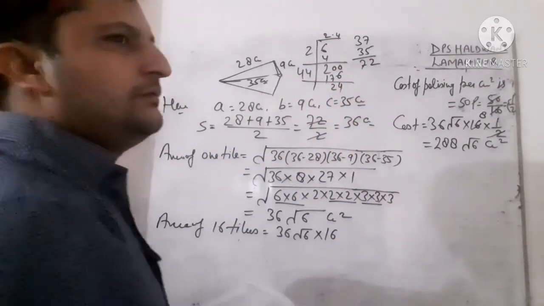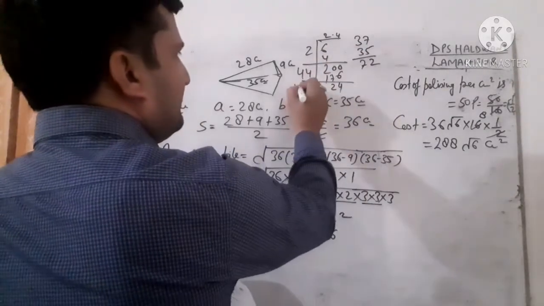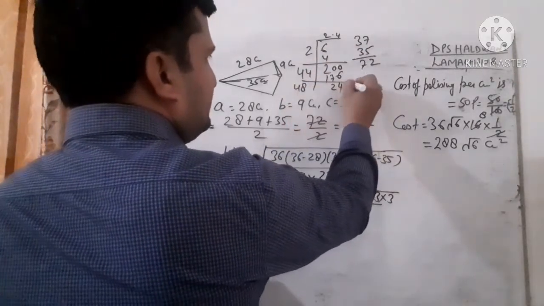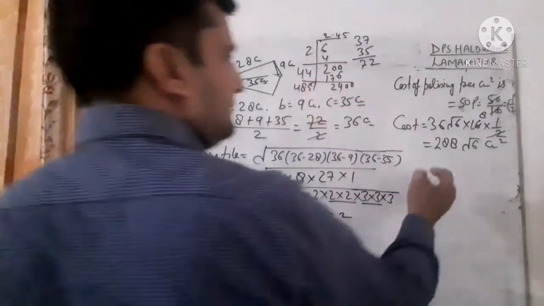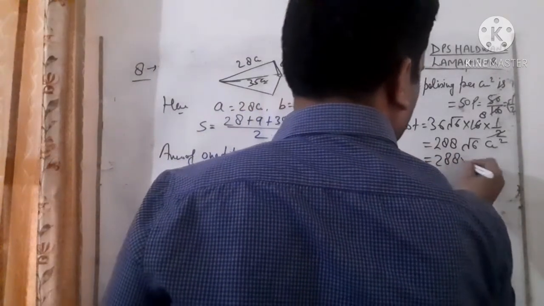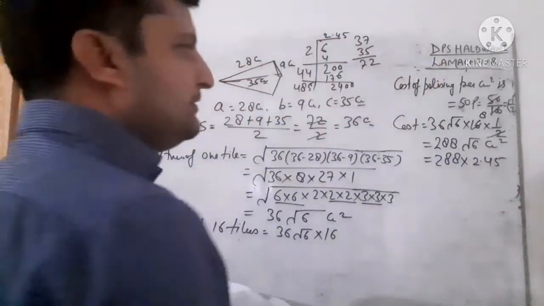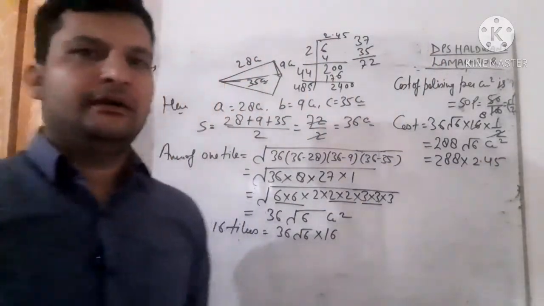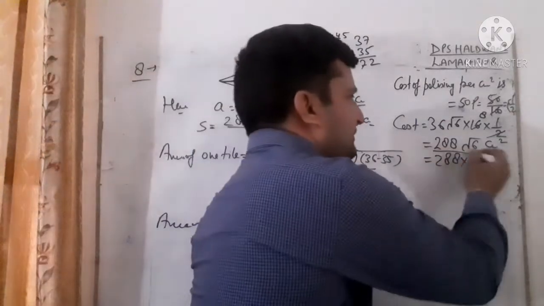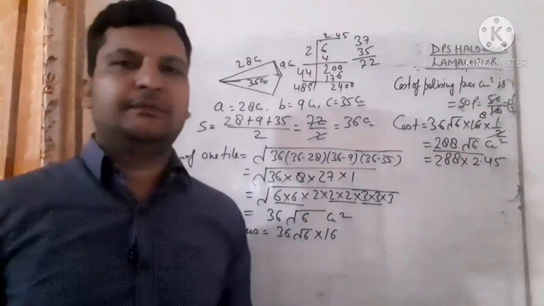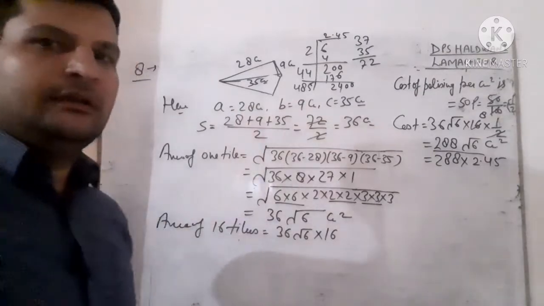This is coming 2.4 something, students. 2.4, I think we can do it. 44 and 4 48. This will become, I think, 5. So student, you can do it like this also, 288 into 2.45. Now you have to multiply it and you will get the answer, 288 into 2.45. Either you can write it also 288 into root 6 centimeter square. So student, you can pause the video and note it down, and then after we will do the last question.